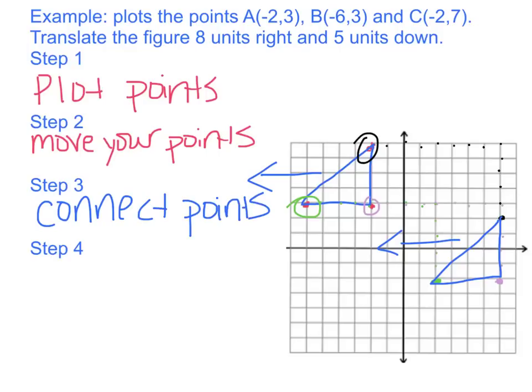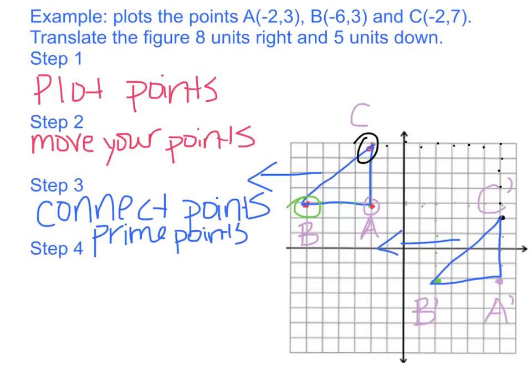These points are going to be called your prime points. So, if we look originally on our original graph, this was point A, this was, let's see, B, and this was C. So on our new graph, this is going to be A prime, B prime, and C prime. And the prime is designated by almost an apostrophe-like symbol.